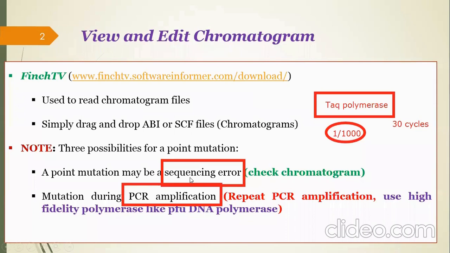And third is, उसके बाद क्या होगा? Like three possibilities की बात की थी ना, कि point mutation could be of three possibilities, and the third one is the real mutation. हो सकता है ये real mutation हो। अगर real mutation है तो हमने देखना है कि सीक्वेंसिंग एरर तो नहीं है। हमने PCR को repeat करना है अगर हम Taq polymerase यूज कर रहे हैं, या अगर हम high fidelity polymerase यूज कर लें, तो इसका मतलब है कि वो real mutation है, अगर ये चीजें नहीं है तो। ठीक है। So these three possibilities are there for a mutation.